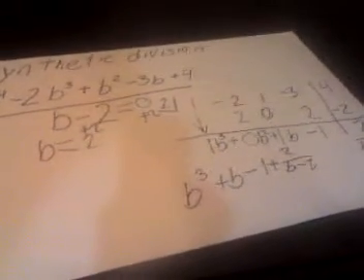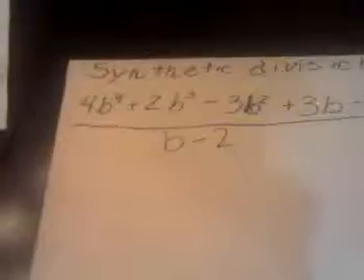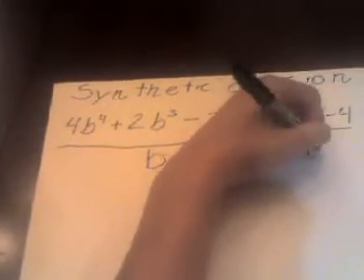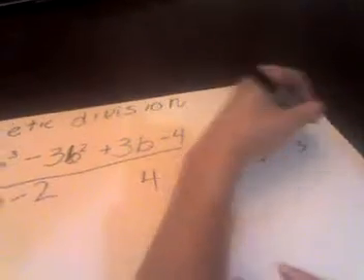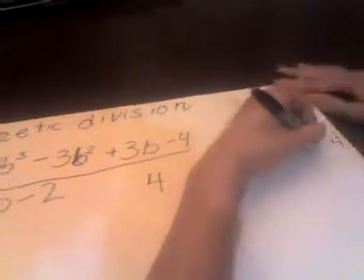And now we're going to do another problem. So you do the same thing. You set it back up with all the coefficients. So you go 4, 2, -3, 3, and -4. And you separate the -4 from all the others.